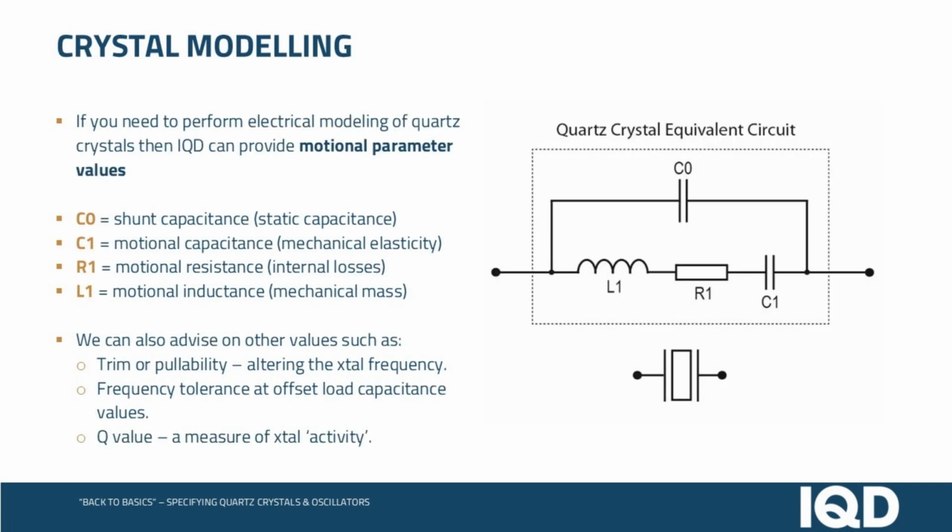If you're choosing to use a crystal, some customers like to do crystal modeling. So if you need to do electrical modeling of the crystals, then we can provide motional parameter values. So you may need values for shunt capacitance, motional capacitance, motional resistance, motional inductance. And we can also provide values for trim or pullability, which is altering the crystal frequency, measuring the frequency tolerance at offset low capacitance values, or Q values, which is a measure of crystal activity. So if you're doing electrical modeling, we can measure devices and give you actual numbers for your calculations.